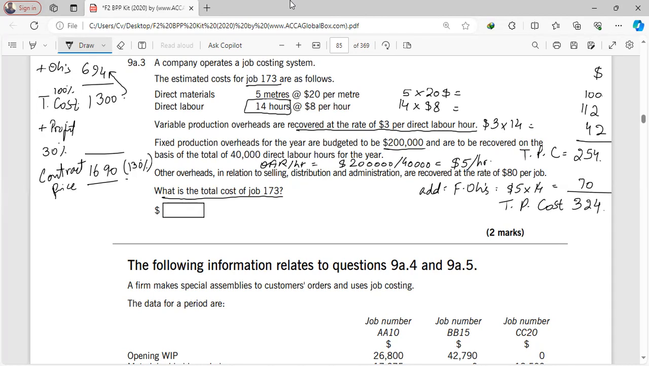Other overheads in relation to selling, distribution, and administration are recovered at the rate of $80 per job. So add other overheads, $80. So the total is 404. So the total cost for the job is 404. Anyone? Any question?